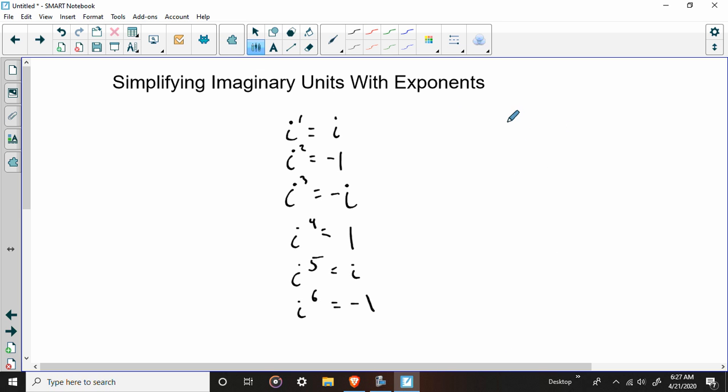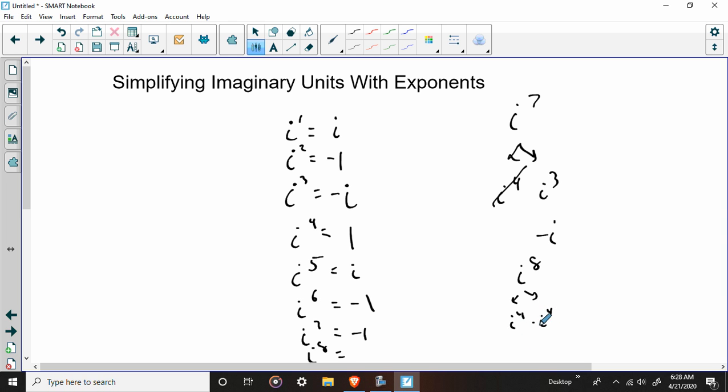i to the seventh is again broken down: i to the fourth times i to the third. i to the fourth is 1. Okay, i to the third was -i. And again, i to the eighth is going to be i to the fourth times i to the fourth, which is 1 times 1, which is 1. So again, we see i, -1, -i, 1. i, negative, it's supposed to be an i, sorry.